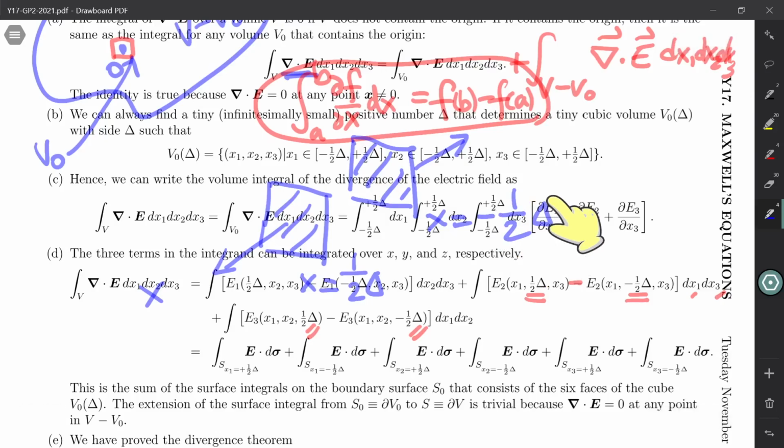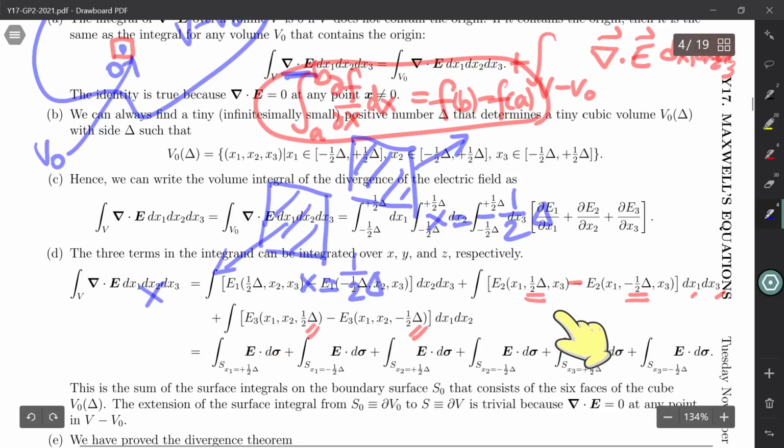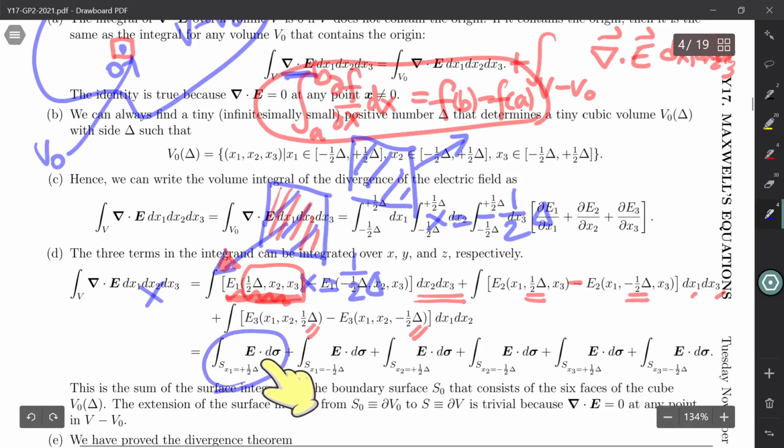We find that the first term, this integral, is evaluated over this region and multiplied by this area vector heading toward the positive x-axis. So this first term in the brackets is the surface integral of the electric field on this surface.